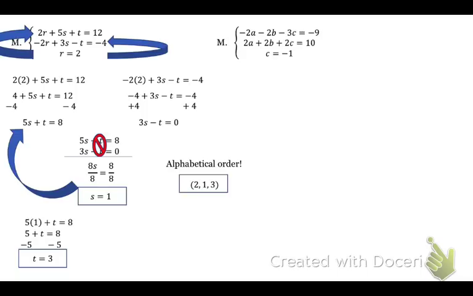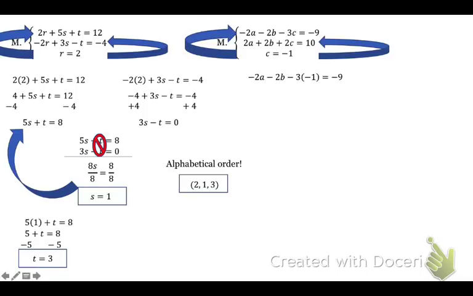Okay, let's do this one. So here I'm given that c equals negative 1. So let's plug that in. That's negative 2a minus 2b minus 3 times negative 1 equals negative 9. So that's negative 2a minus 2b plus 3 equals negative 9. Subtract that. Negative 2a minus 2b equals negative 12.